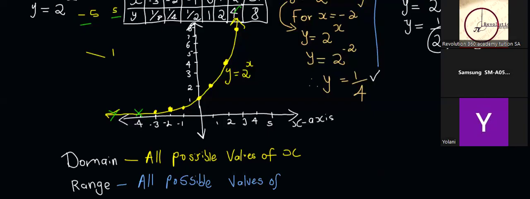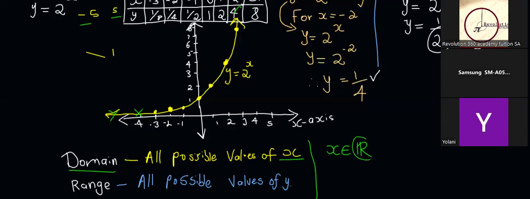Since it's all possible values of x, we end up saying x is an element of real numbers. That's why normally from lower grades, grade 8, grade 7, grade 6, we told you what real numbers are. When we're saying x is an element of real numbers, it's because domain is all possible values of x. Real numbers is all negative as well as positive values.